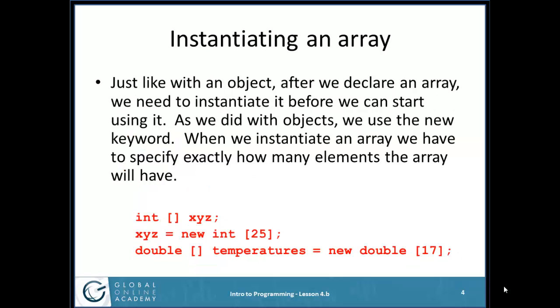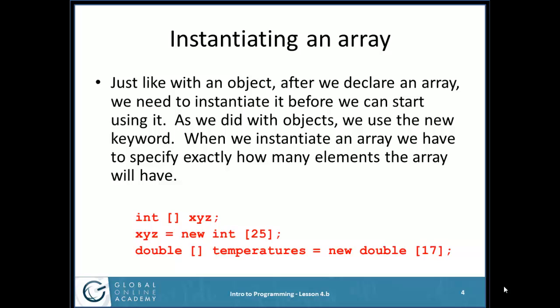So we've declared an array, but we can't use it yet. Just like we declare an object, we say CheckingAccount c, meaning c is going to be a checking account, but we can't use it until we create a new object. Just like with objects, after we declare an array, we need to instantiate it, meaning make a real copy of it before we can start using it. So just as we did with objects, we're going to use the new keyword. When we instantiate an array, we have to specify exactly how many elements the array will have.